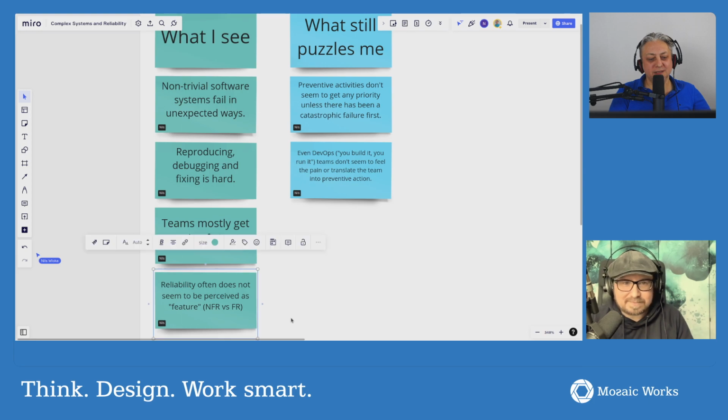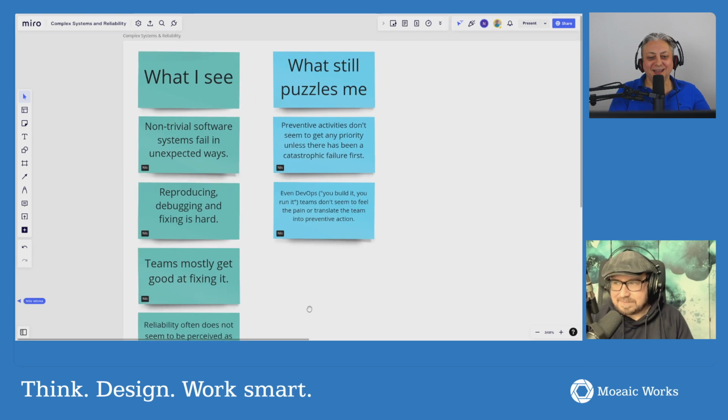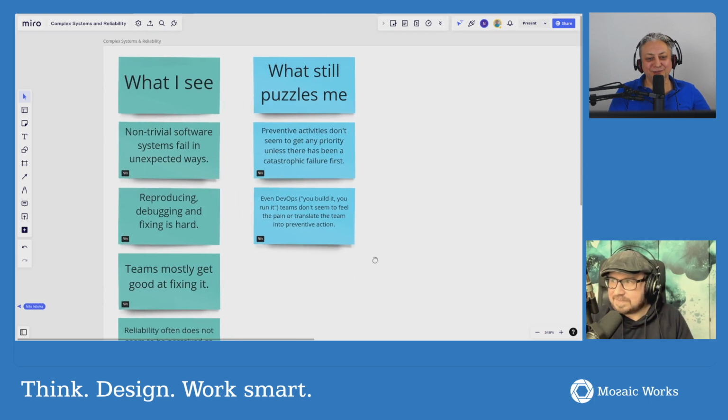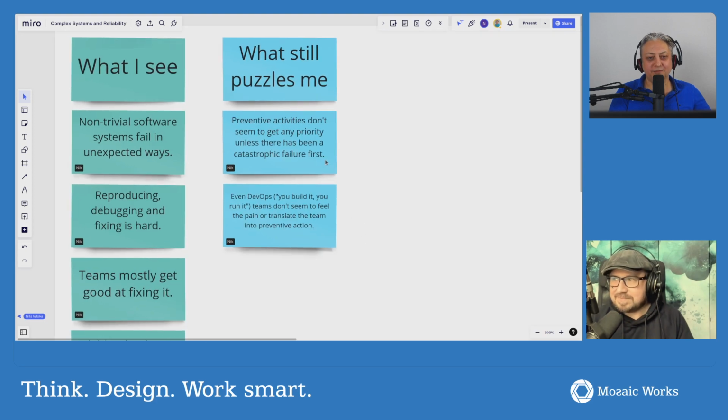And we discussed that it's not perceived as a feature. And here, what still puzzles you, preventive activities don't seem to get any priority unless there has been a catastrophic failure first. And I guess here we discussed that it's both about maybe knowledge and incentives for the teams, but also about the systemic approach, which is a bit different.